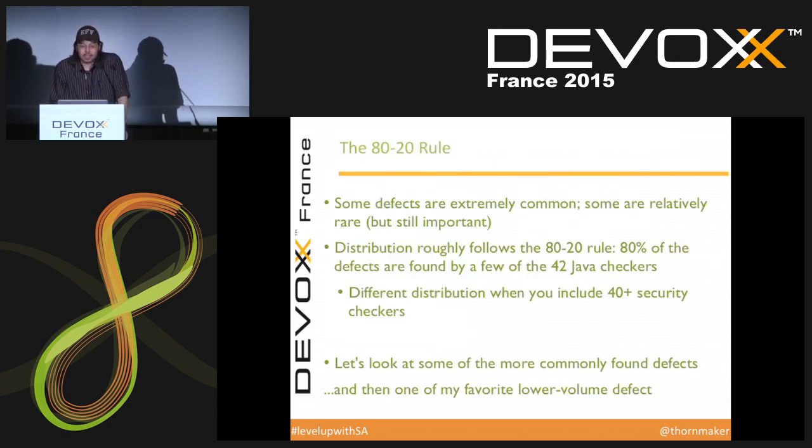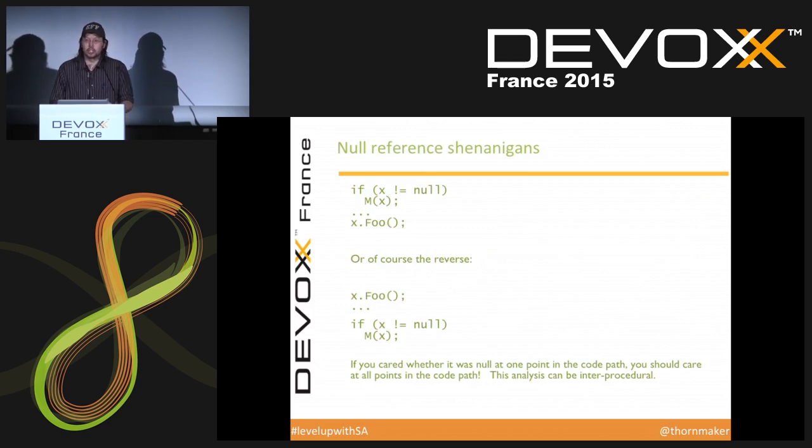It's interesting, in observing a lot of applications, it seems to follow the 80-20 rule, in that 80% of the defects are found by just 20% of the checkers. It's not true for every application, but as a general pattern it seems to hold. So let's focus on some of those types of checkers that do tend to find a lot of vulnerabilities. One of these for Java applications is just doing null reference checks.